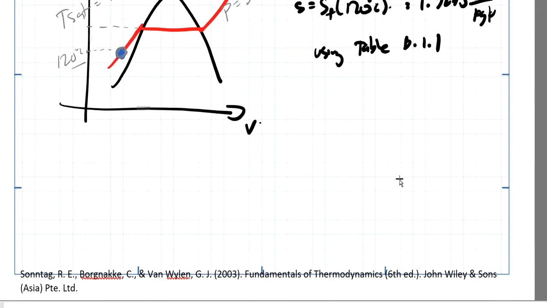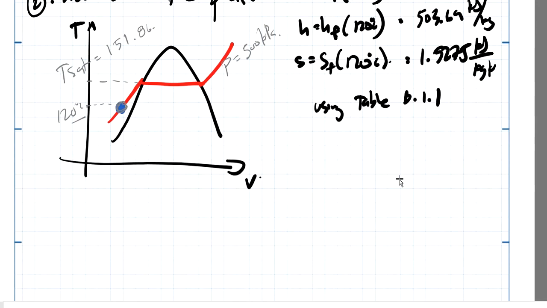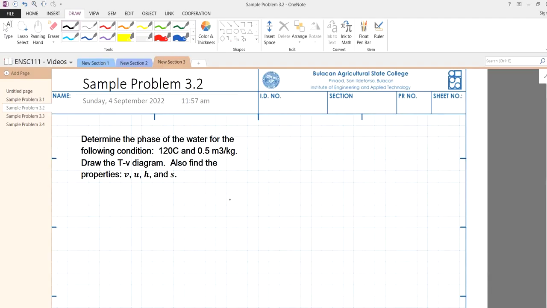Okay, so that's all for this sample problem number 1. So the next problem says: determine the phase of the water for the following condition, 120 degrees C and 0.5 cubic meter per kilogram, and also plot the conditions in this TV diagram, and also find the properties V, U, H, and S. I think we don't need to find V because it is already given. So we are just asked to find the internal energy, the enthalpy, and the entropy.